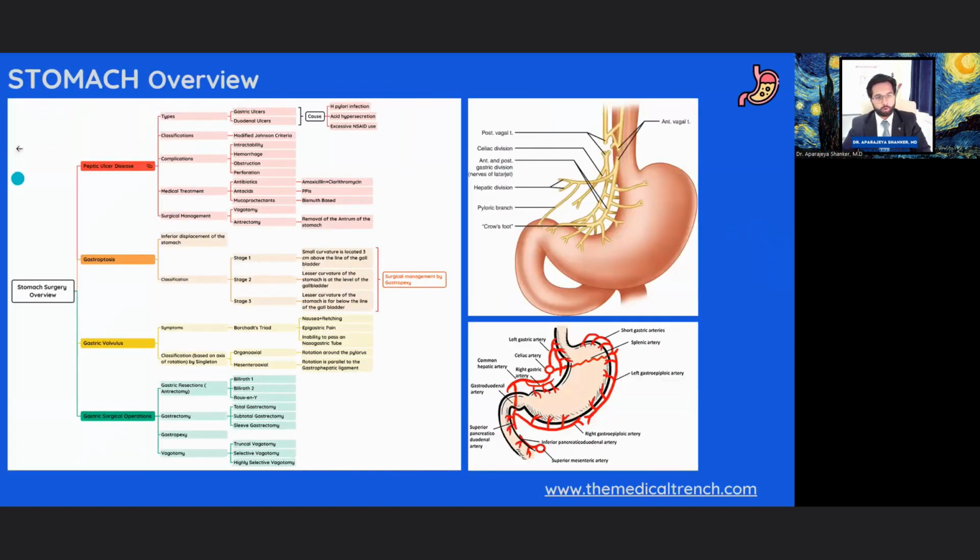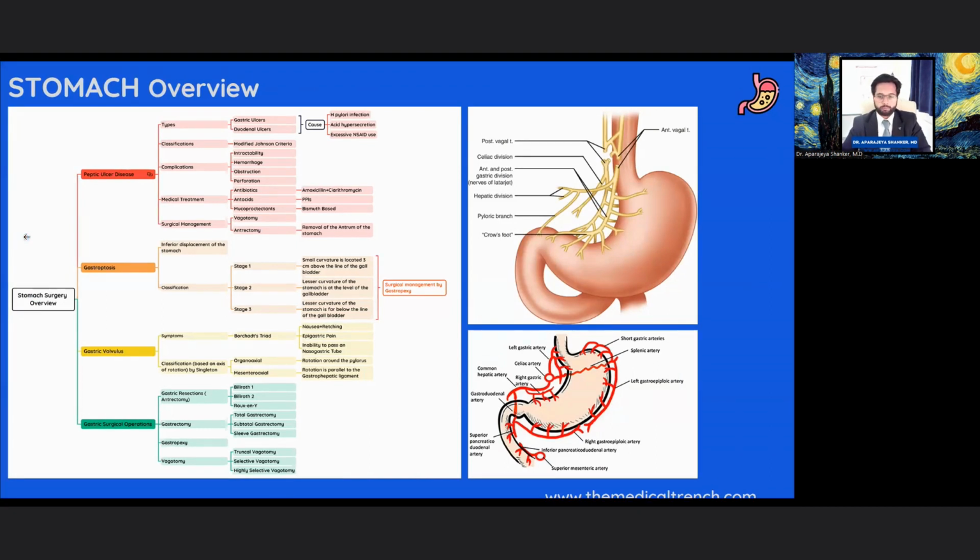Now, when we look at the overview of the stomach, there are just a few things that you need to know. The most essential stomach diseases are the ones that you see on the screen. So you have peptic ulcer disease, gastroptosis, gastric volvulus, and gastric surgical operations. So when you look at the stomach from the perspective of both a medical student or a junior doctor or a surgeon, you try to look at the three most important illnesses related to the stomach, and of course a few important general surgical operations, because you will be performing these operations in some capacity or the other, right?